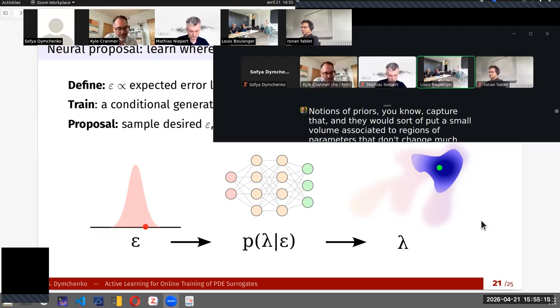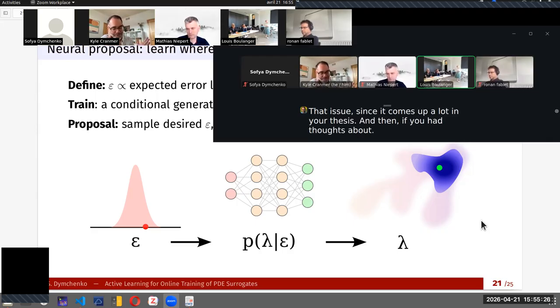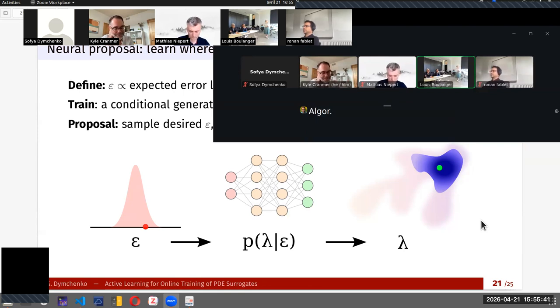I'm just curious how much you thought about that issue, since it comes up a lot in your thesis, and if you had thoughts about the trade-off between something naive, simple and fast like the uniform, and something more principled but very expensive and maybe not very practical. And if you thought about algorithmic approaches that would allow you to interpolate between them, or just generally that topic. Any thoughts that you have on that?